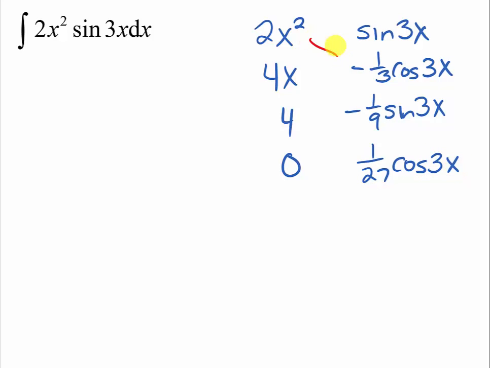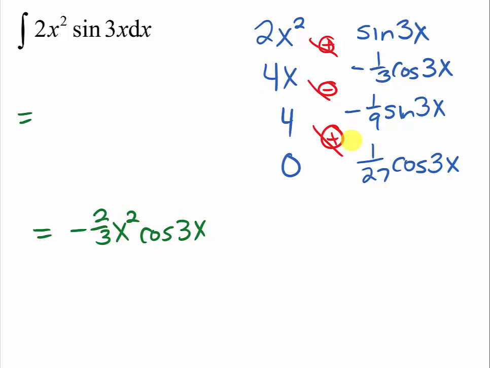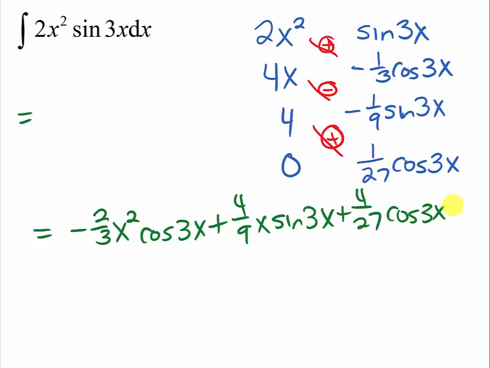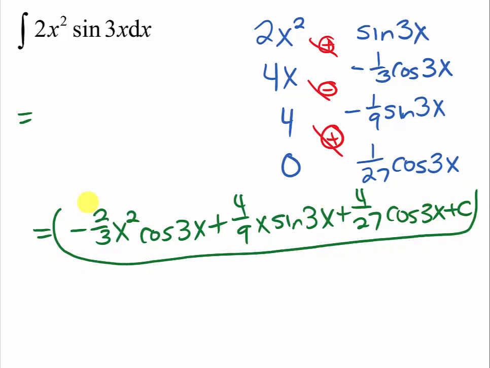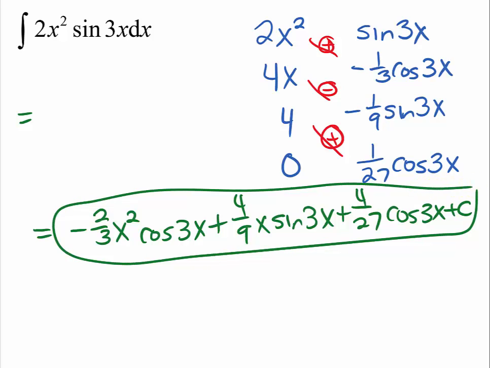Now applying our tabular, this is multiplied by a plus, this one by a minus, this one by a plus, and I'm ready to write my answer. I'm going to put it down below so I got room to write it out. So these would be negative 2/3 x squared cosine 3x, and the next one would be plus 4/9 x sine 3x, and then the next one would be plus 4/27 cosine 3x, and plus a constant. So there is our answer.